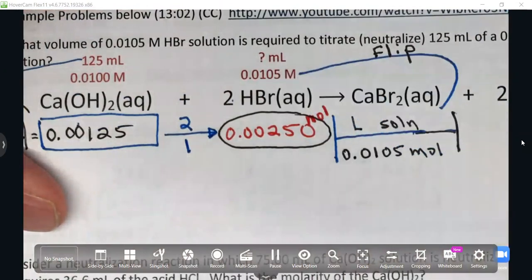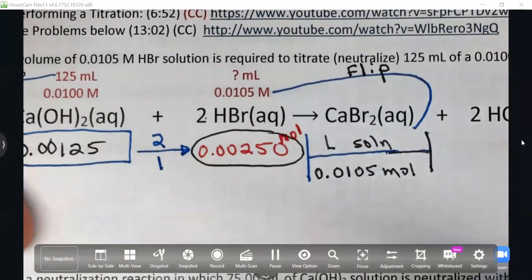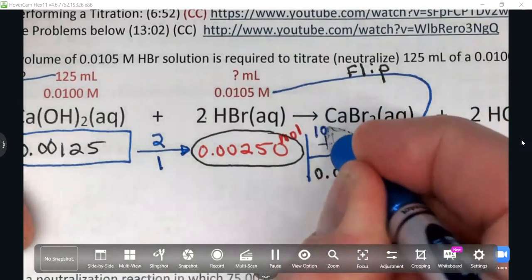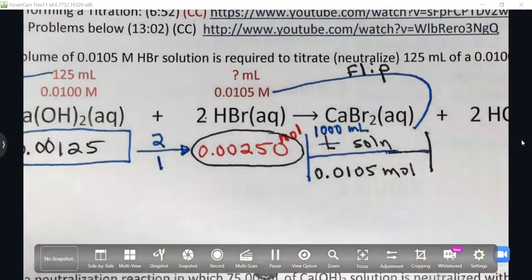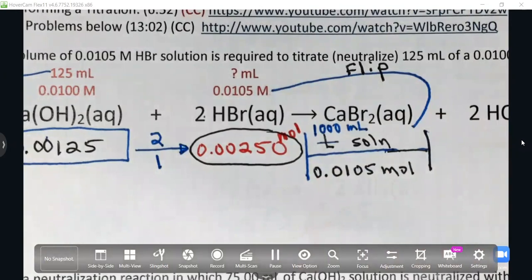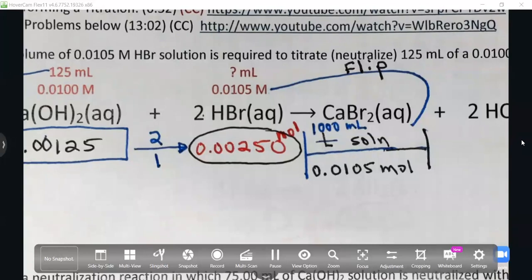And then we need the answer in milliliters. I kind of like doing this, cross out liters, we just change it to 1,000 milliliters. Save yourself a step. So it looks like we're going to get 238. Anybody calculate 238? I think it's 238.